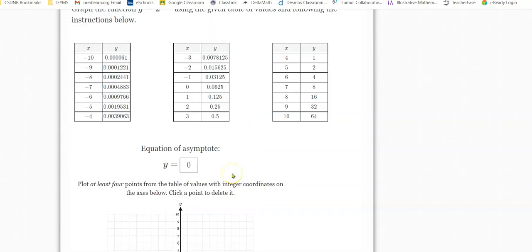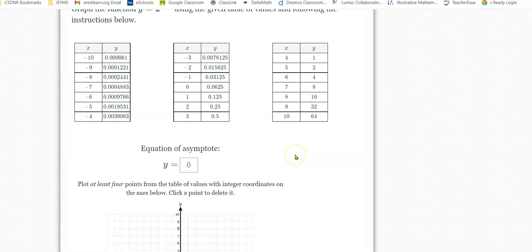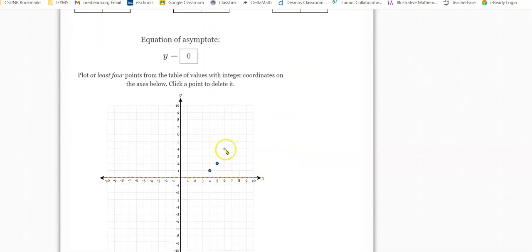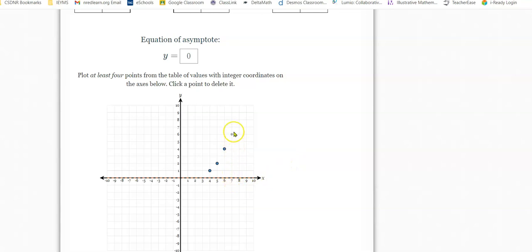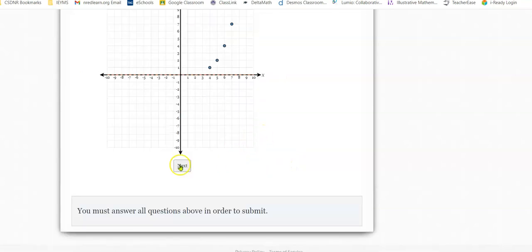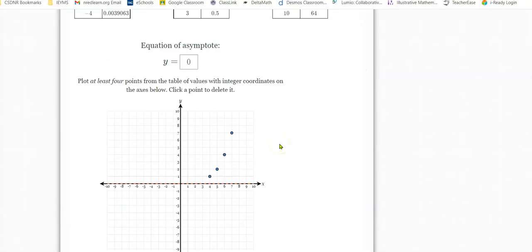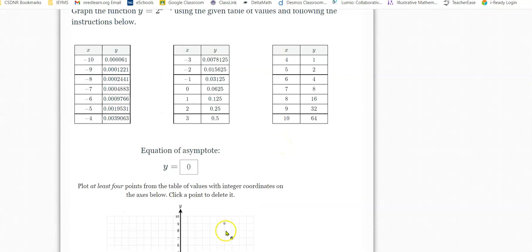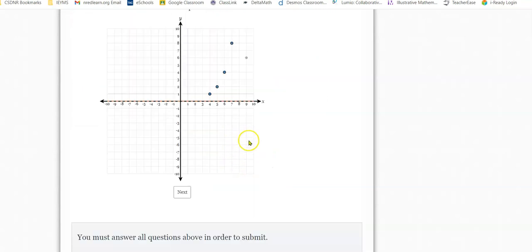Plot at least 4 points. All right, 4, 1, 5, 2, 6, 4, 7, 8. Now, a lot of you had some trouble with this last time. What? One of my plots is wrong. 4, 1, 5, 2, 6, 4, 7. Oops, this one, 7, 8. Okay.